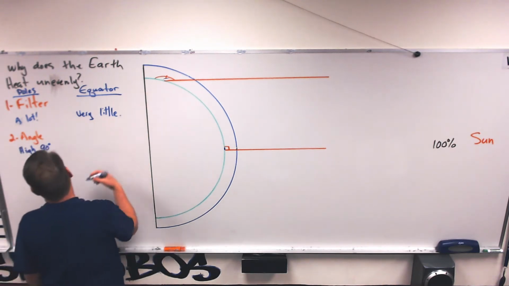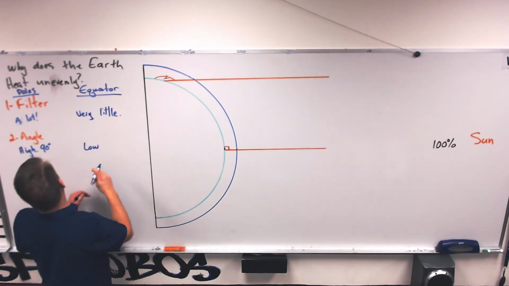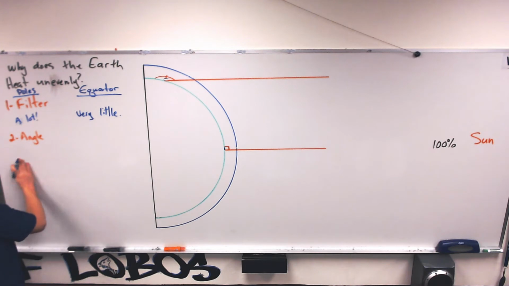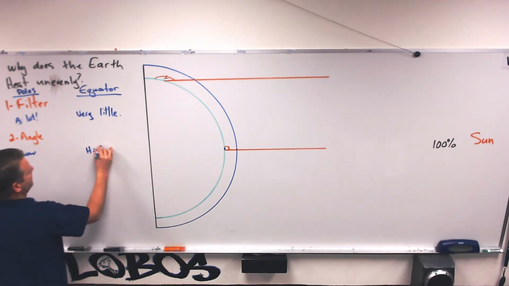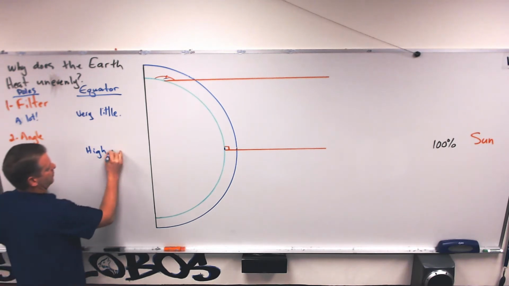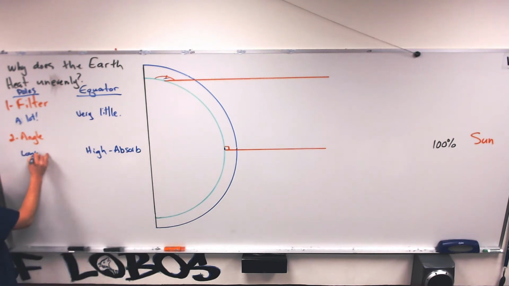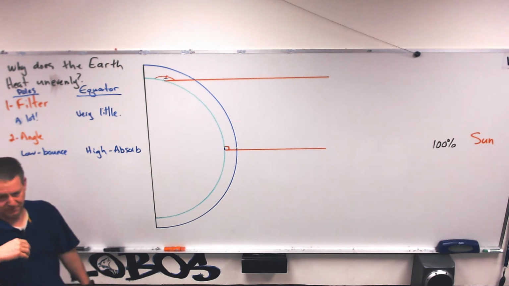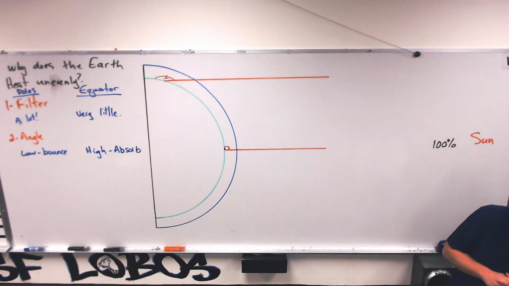But when we get up here, the angle is low. So at the poles, it's really low, and here at the equator, it's high, which means that this is going to absorb more, and this is going to bounce a lot more off. It's going to ricochet a lot of that light off of there.